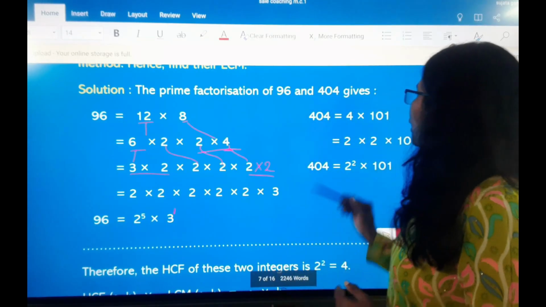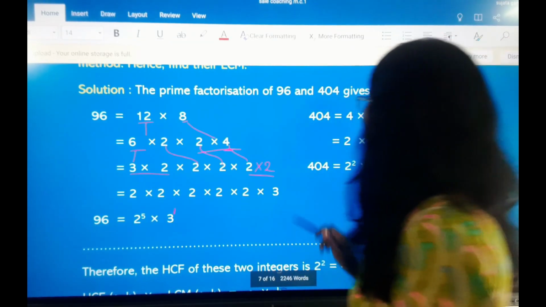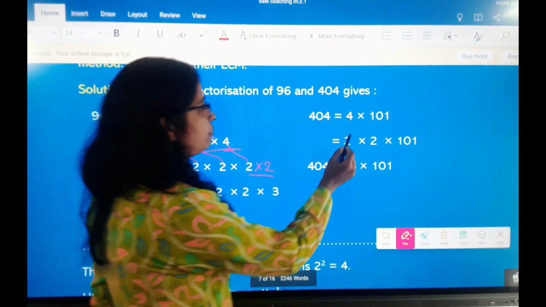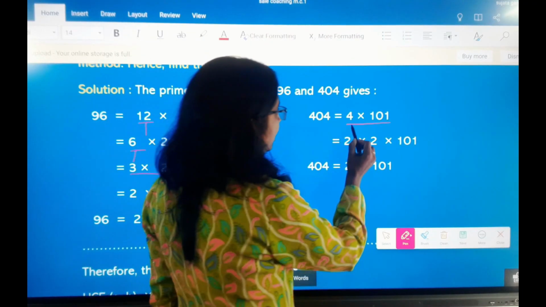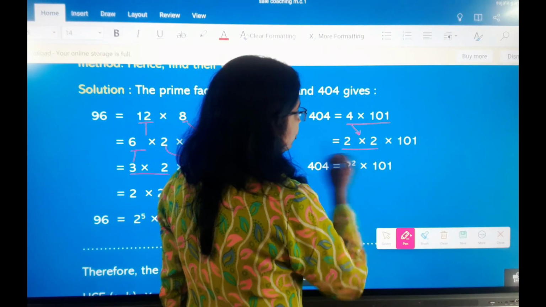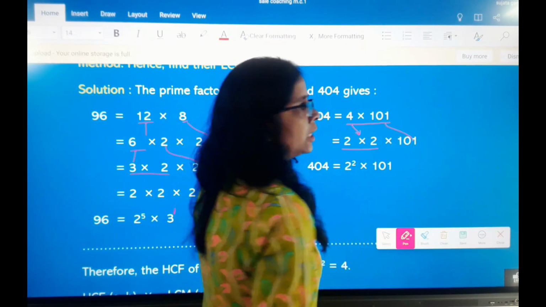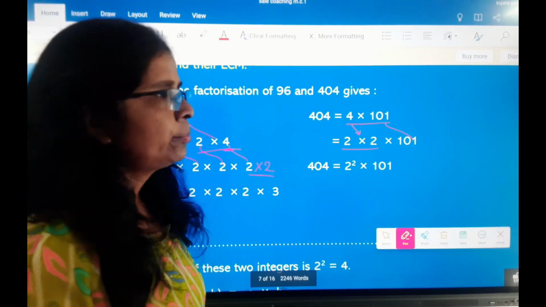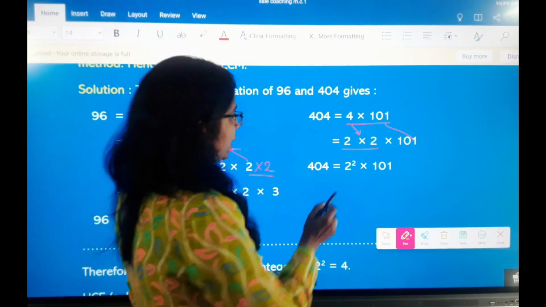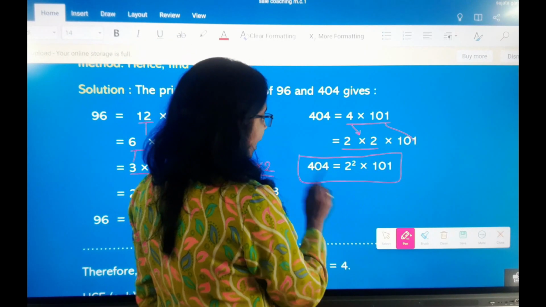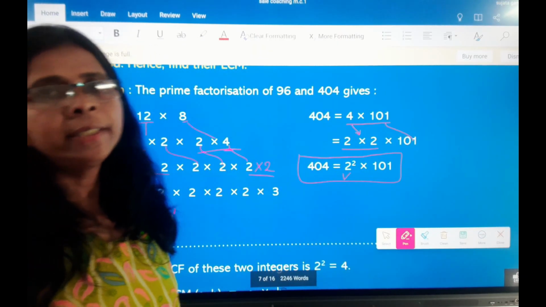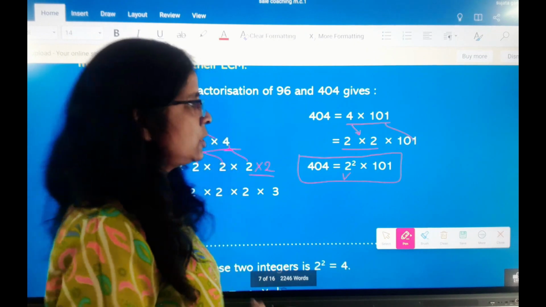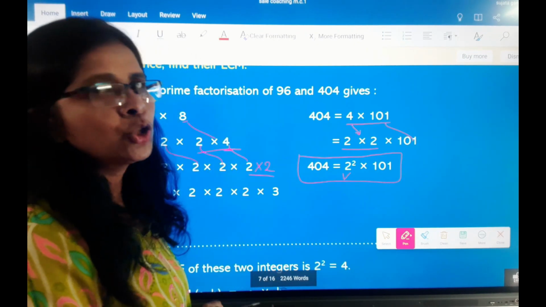Now the factors of 404. So here 101 4s are 404. Now factorize the 4 as 2 2s are 4, and 101 is a prime factor, a prime number, so write it as it is. Now in the power form I write square of 2 multiplied by 101. Okay. So this way we factorize these two numbers.